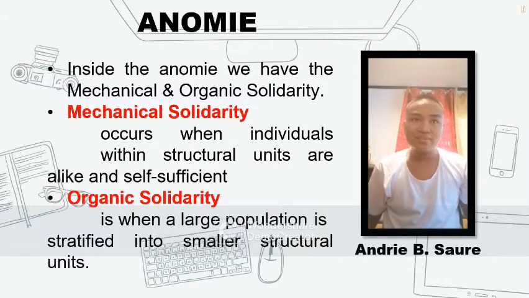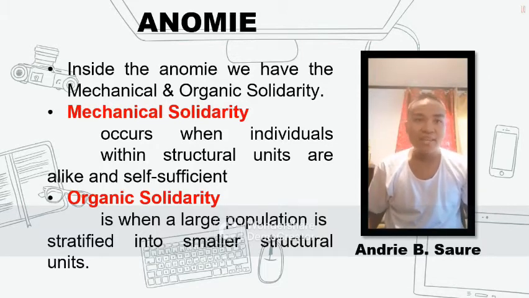Organic solidarity is when a large population is stratified into smaller structural units. There is a high level of interdependence among individuals and structures, but there's still a division of people along the lines of labor or type. Durkheim recognized that increased communication, transportation, and interaction with others resulted in the social change from mechanical solidarity to organic.